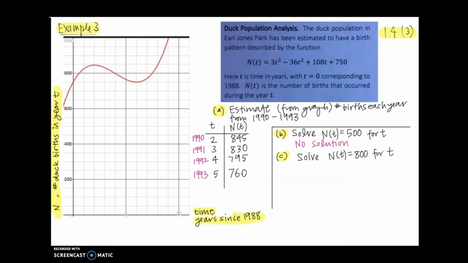So hopefully you've had a minute to think about, for what years does the duck population equal 800? Well, it looks like, here's 800, it looks like it happens right here, and right here. All of these times in here it was bigger than 800, these times it was smaller than 800, and then it gets bigger than 800 again. But there are 3 times when it's actually equal to 800, and so that's what we want to estimate.